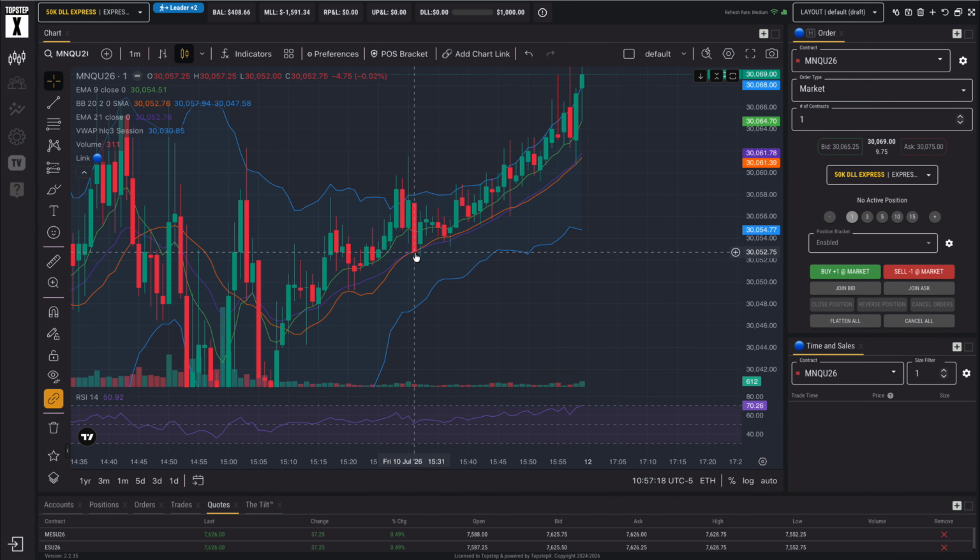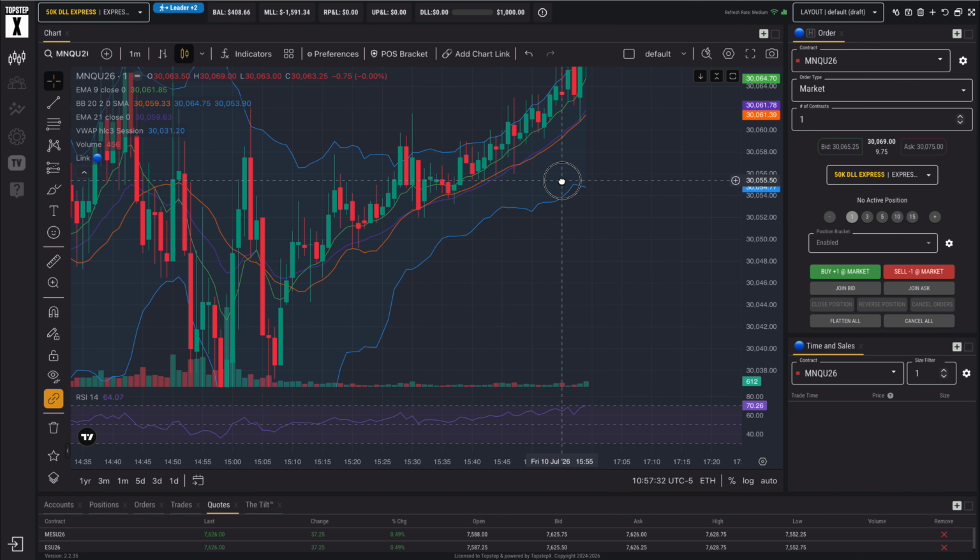The middle line, the orange line here, is the moving average. Think of it as the average price over a certain period. The top line right here is called the upper Bollinger Band, and the bottom line here is called the lower Bollinger Band. As the market becomes more volatile, the bands spread far apart. When the market becomes quiet, the bands move closer together.